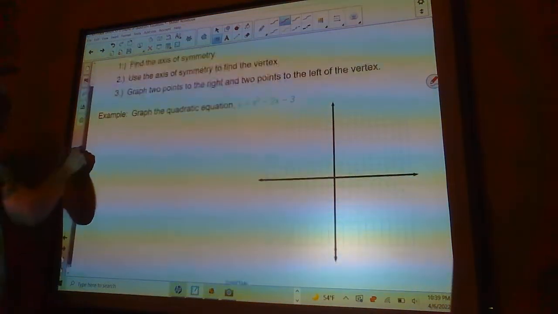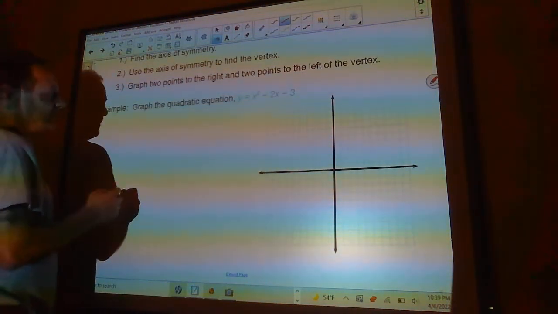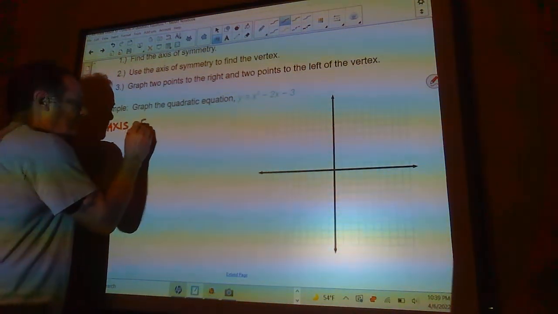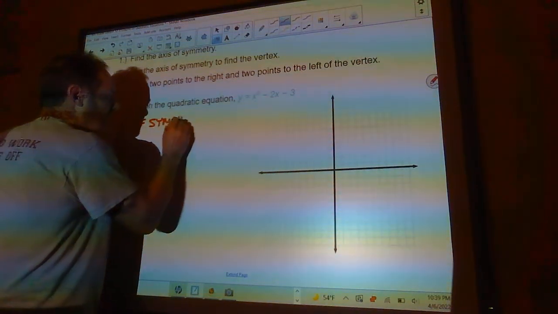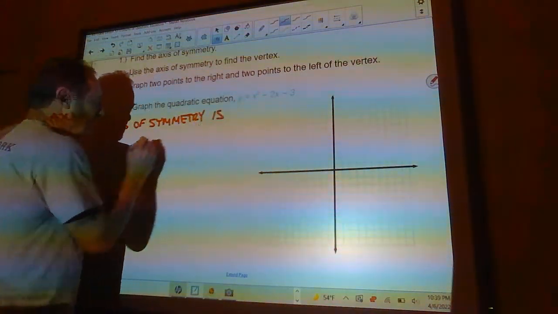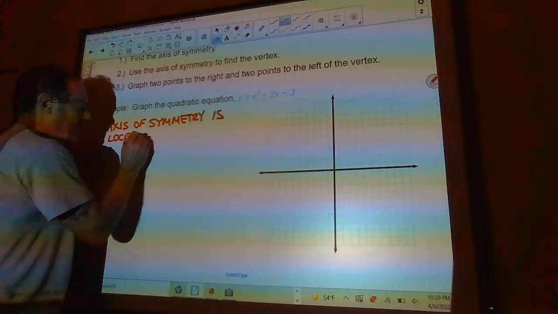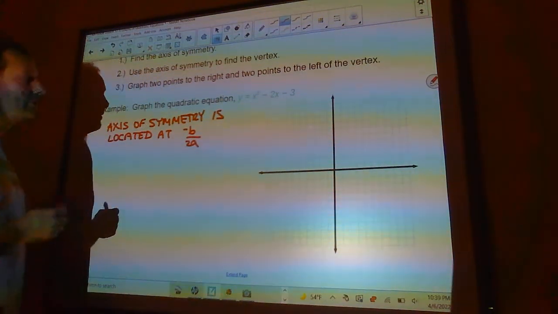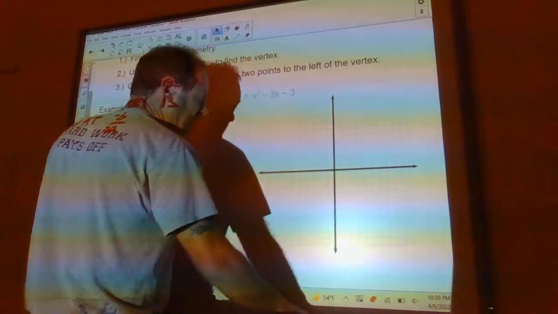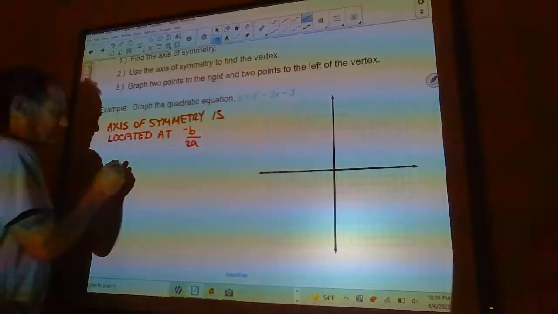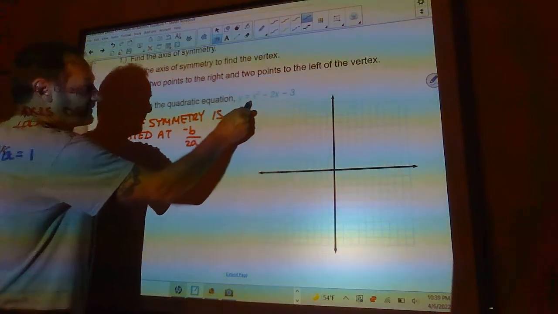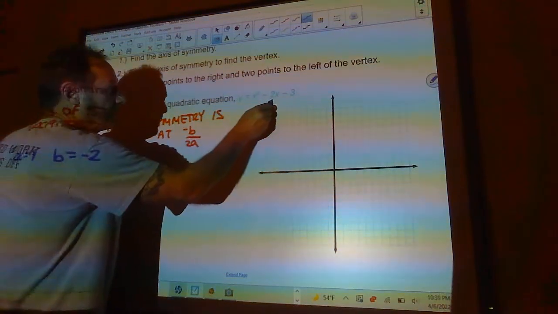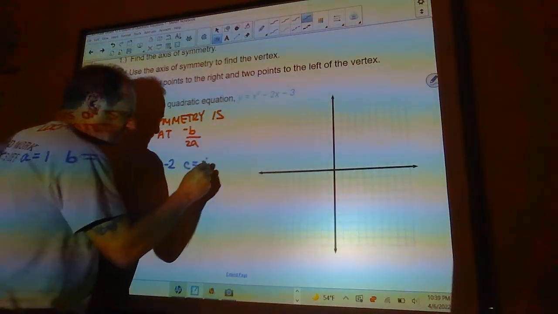Okay, so we know that the axis of symmetry is always located, I'll just write this down here, at negative b over 2a. So one of the things that I like to do is label my a, b, and c here. So a is going to be 1, because that's the coefficient of the x squared. B is going to be negative 2 right here, and c is going to be negative 3.